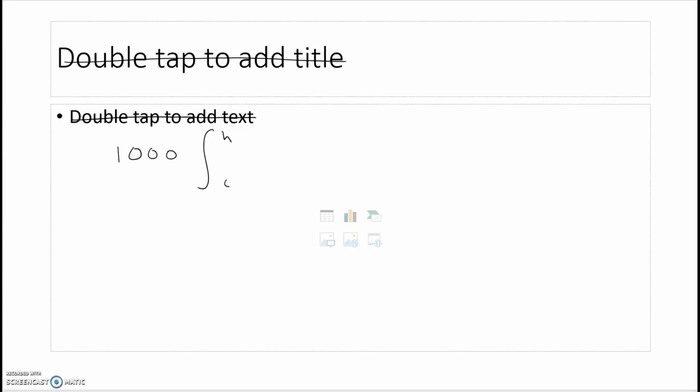So now we've got what we had before. Okay, what do we know about integration? We've got too many variables there. We need everything in terms of H, but we know what R squared is. We can put the pi out the front, so now we've got 1,000 pi, and R squared from the previous slide was H minus H squared, times dH, and that was equal to T.